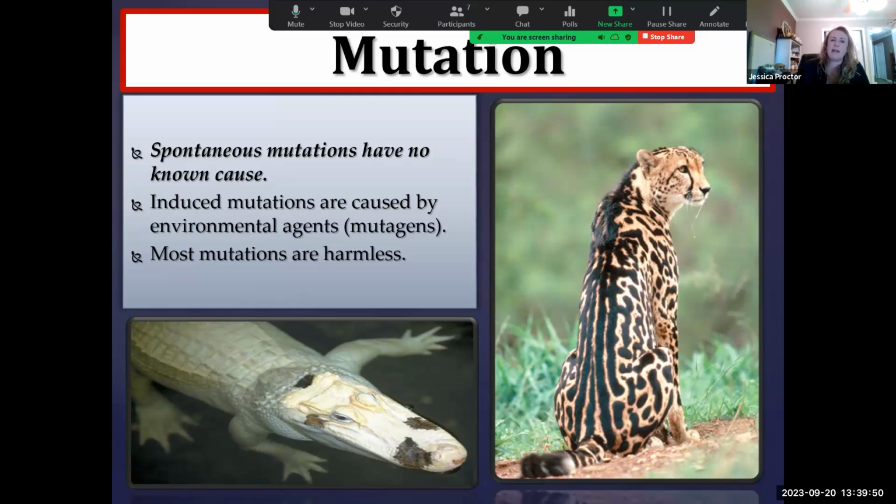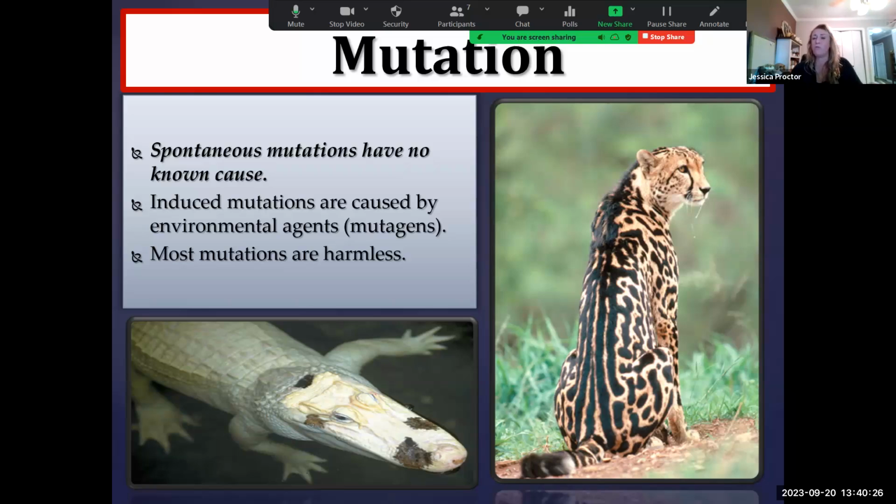All right, so spontaneous mutations have no known cause. Like I mentioned before, there is an up and coming field called epigenetics that's looking at how the environment or changes in the environment may actually impact mutation rates. But at least what we know thus far, I try to always just teach you information that we have some solid evidence about. And what we know so far is that mutations are spontaneous and have no known cause, except for the induced mutations that are caused by environmental agents, such as mutagens. Most mutations are actually harmless.